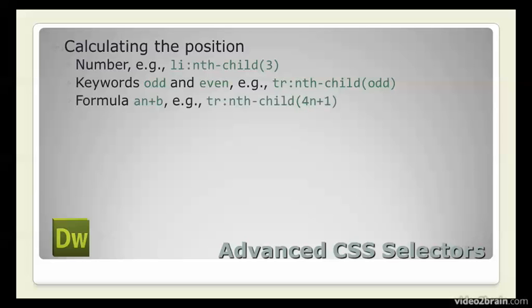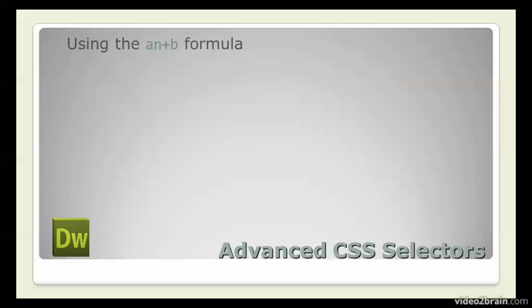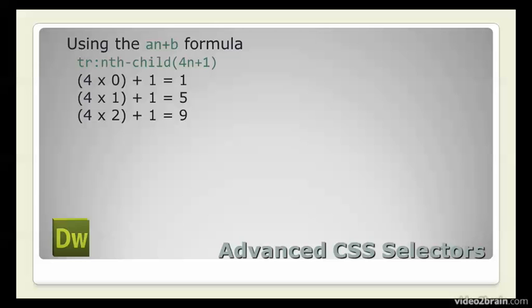And also you can use the formula an plus b. For example, this one uses 4n plus 1. The a and b must be numbers. N is the literal character. And to explain how this works, let's just take a look at a few examples. N starts from 0, so what you do is you multiply the first number by 0, 1 and 2. And then add whatever the second number is.